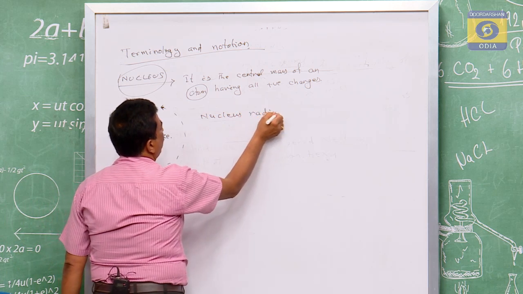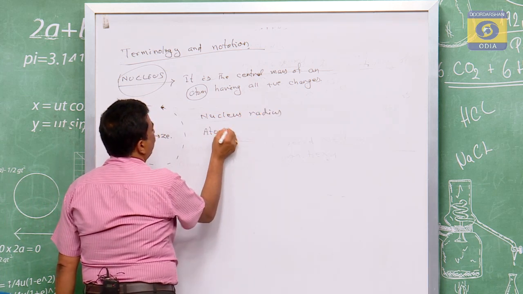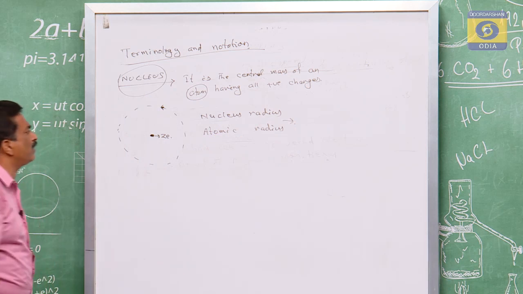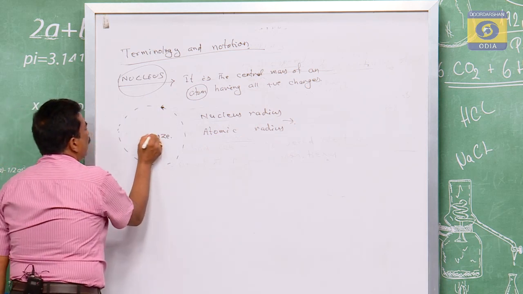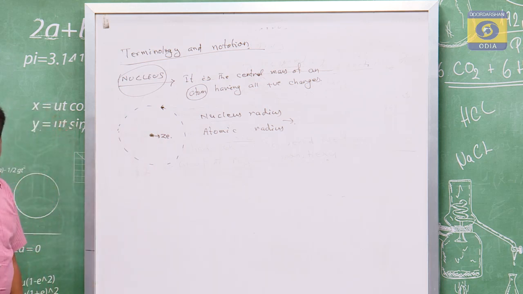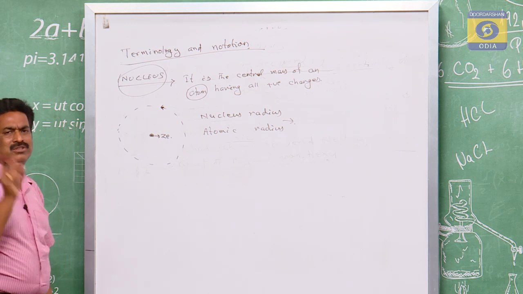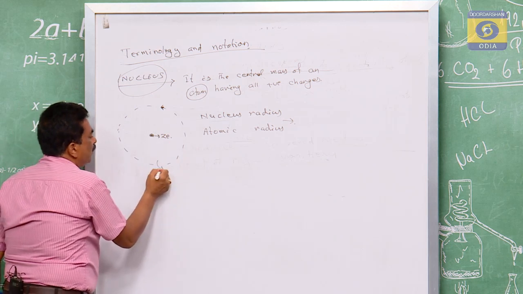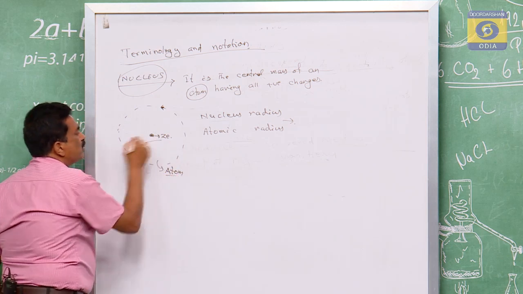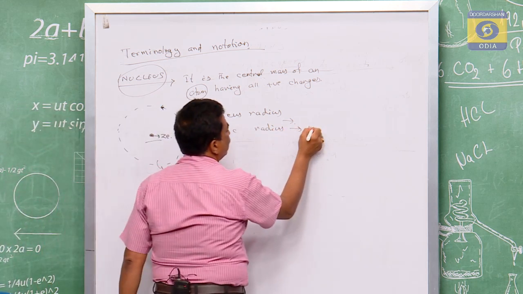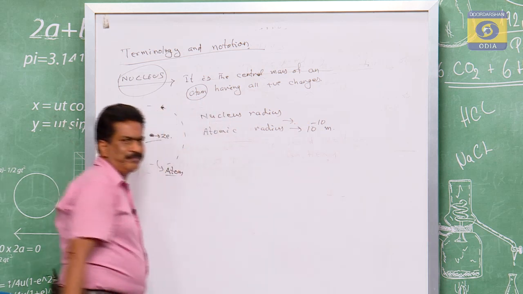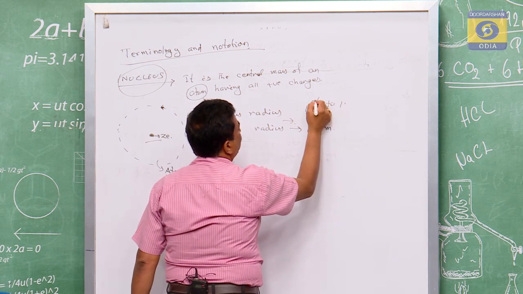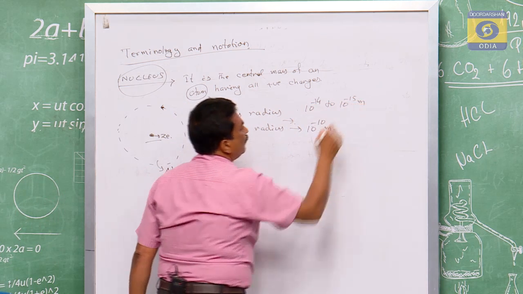And if we go for the nuclear radius and the atomic radius, what can you say, my dear students, about them? This is the nucleus, though it is present inside that one, you can say that its radius must be smaller than that of the atom's radius, because this dotted one is the atom, but this is the nucleus. The radius of the atom is 10 to the power of minus 10 meter, but the radius of the nucleus is 10 to the power of minus 14 to 10 to the power of minus 15 meter.